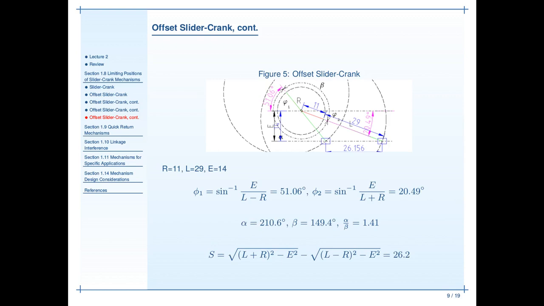Why don't you take the opportunity now to get out your calculators, and using these parameters, r equals 11, l equals 29, and e equals 14, go ahead and calculate phi sub 1, phi sub 2, alpha, beta, and the stroke, just to get used to it.